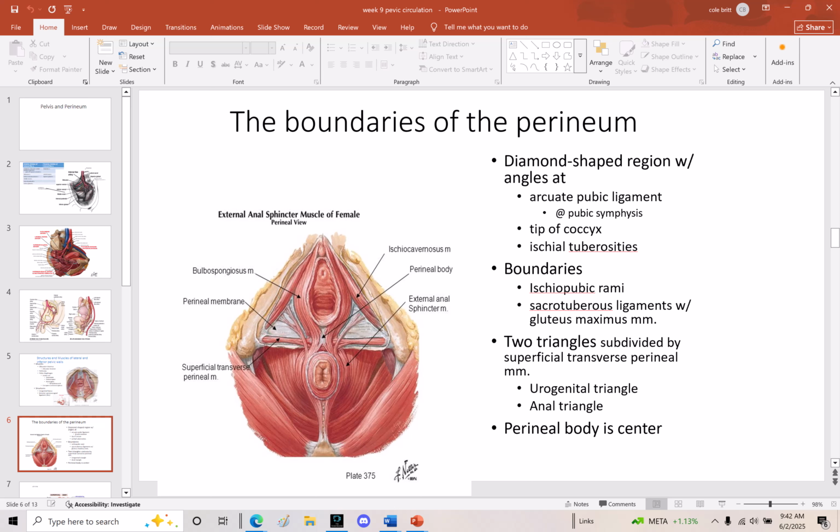Now you have the internal sphincter too. We talked about it a couple weeks ago when we talked about the anus. The internal anal sphincter is not 100% involuntary, but it's mostly involuntary. The external anal sphincter is a voluntary muscle. So that's the muscle you learned to control when mom and dad potty trained you.